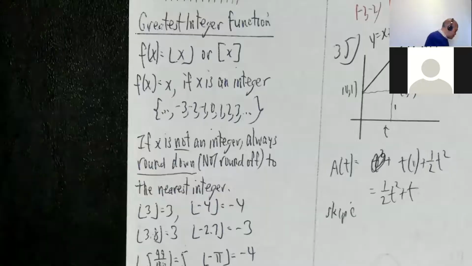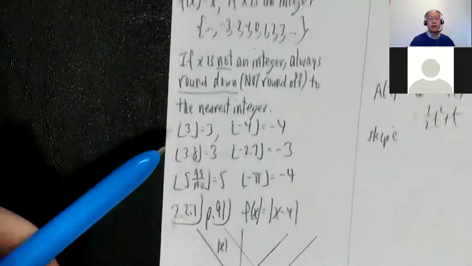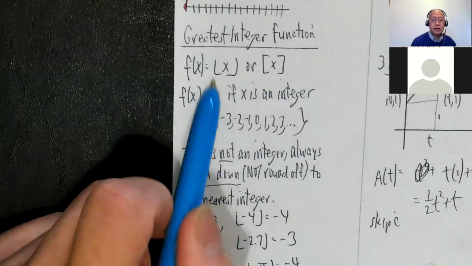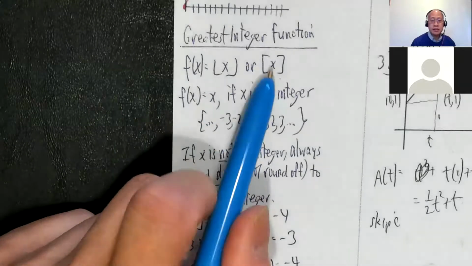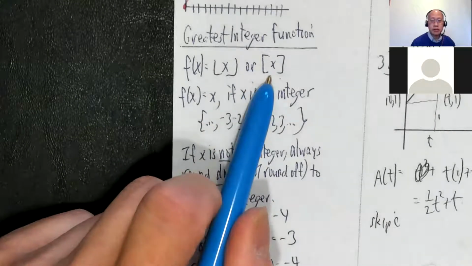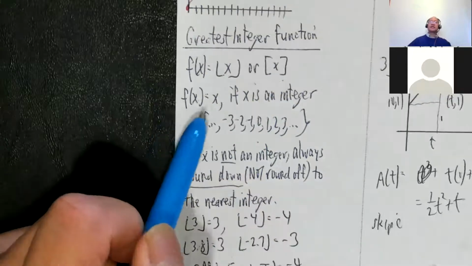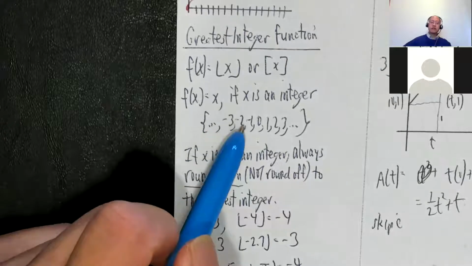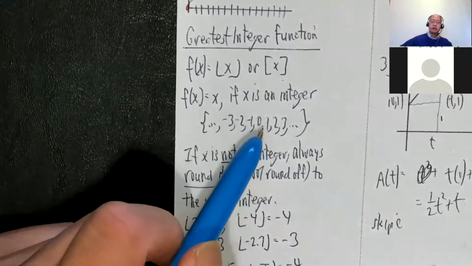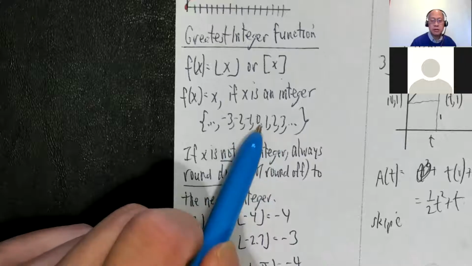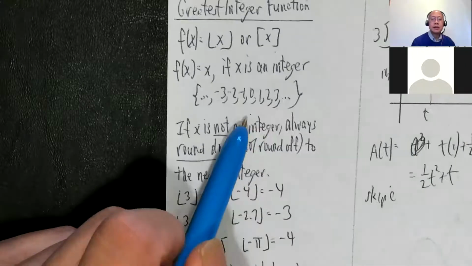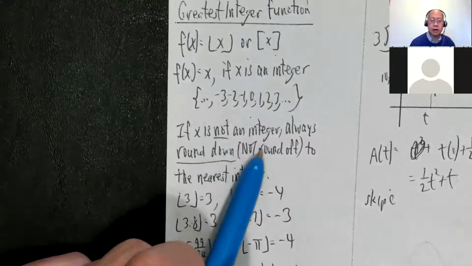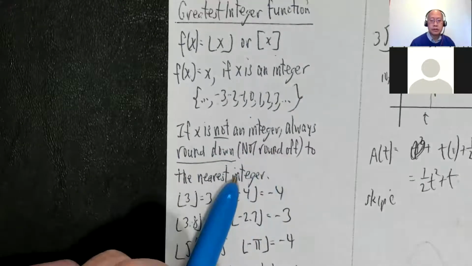So I'll give you some examples here. I made up my own examples. And I'll just go ahead and add the bracket notation. Our book does that; some books use the brackets for the greatest integer function. Now, f of x is the same as x if x is an integer. And what are integers? Integers are -3, -2, -1, 0, 1, 2, 3. So they're the whole numbers and their opposites. If x is not an integer, always round down. You do not round off. You always round down to the nearest integer.